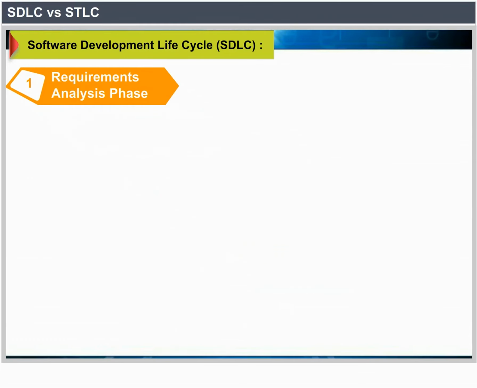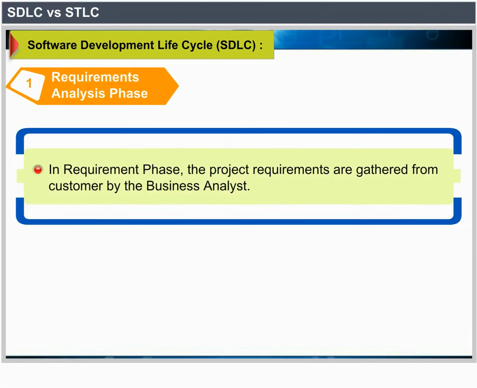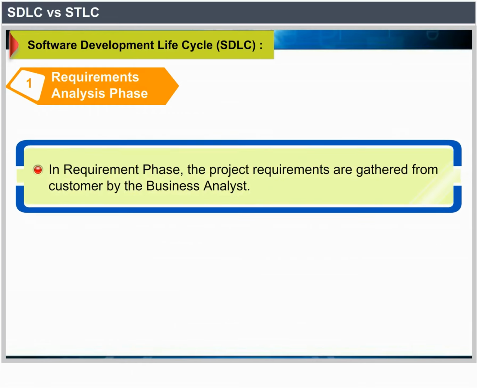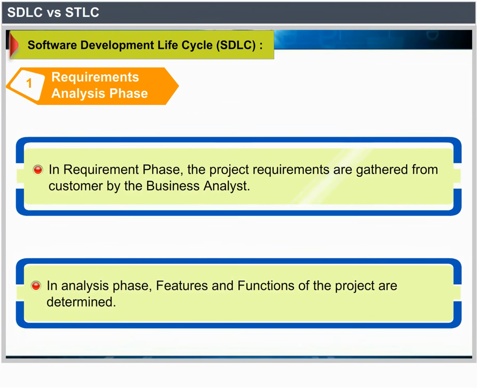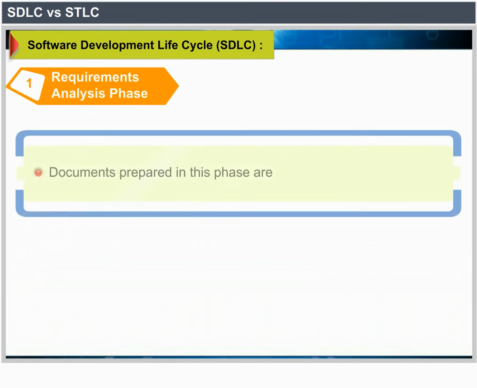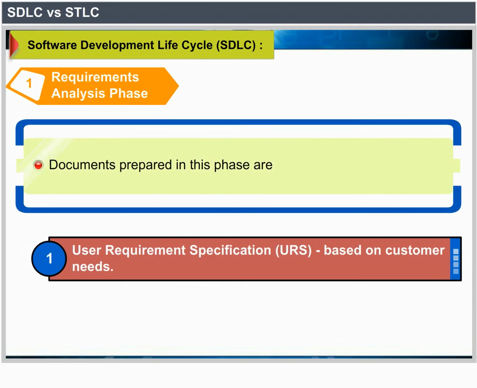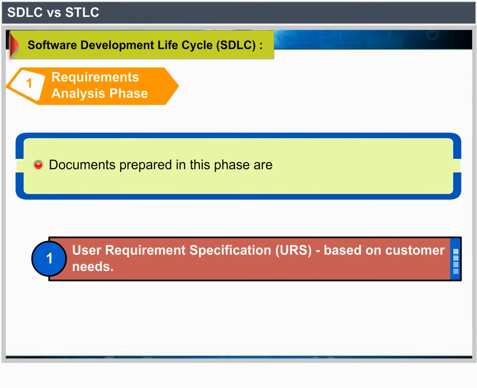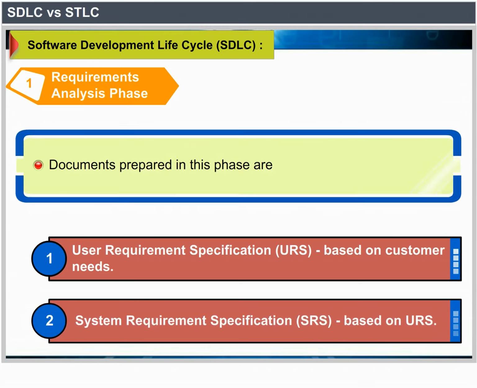Requirement and analysis phase. In requirement phase, the project requirements are gathered from customer by the business analyst. In analysis phase, features and functions of the project are determined. Documents prepared in this phase are User Requirement Specifications (URS) based on customer needs, and System Requirement Specification (SRS) based on URS.